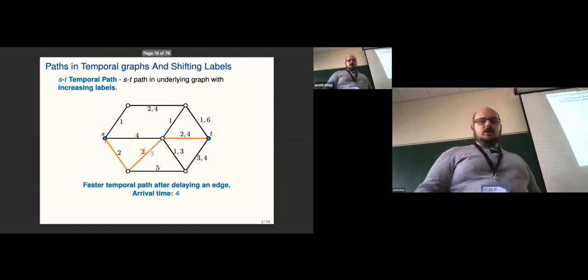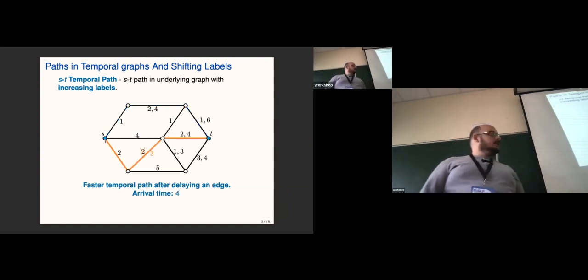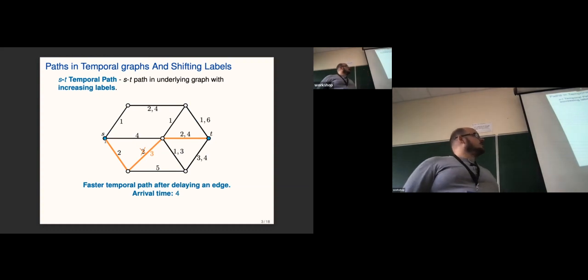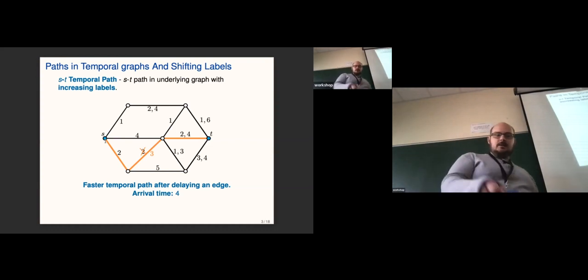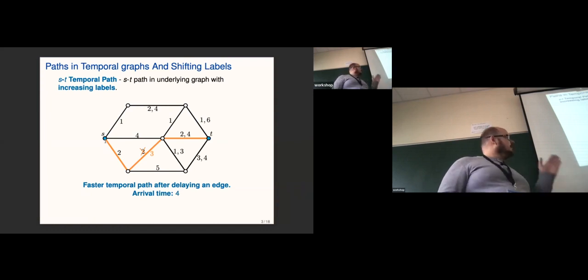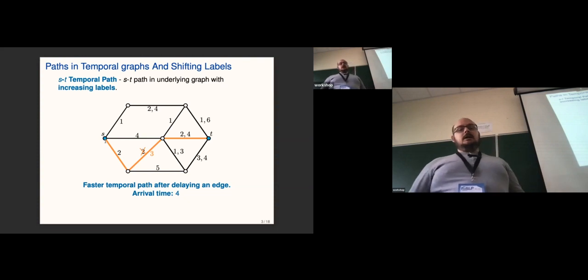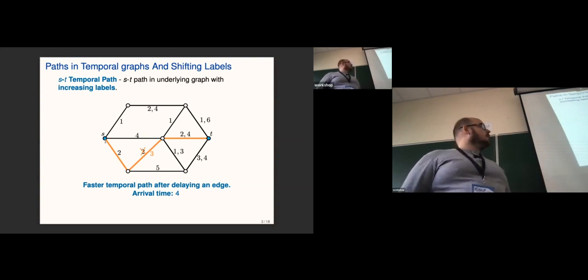And one example would be delaying this edge that's marked there, that's crossed, from two to three, right? And now taking this path, we can wait in S until time two, take the edge at time two, and now we delayed the edge that was at time two there that we couldn't catch to time three, and now we can catch it, and then take finally the edge at time four to the destination.